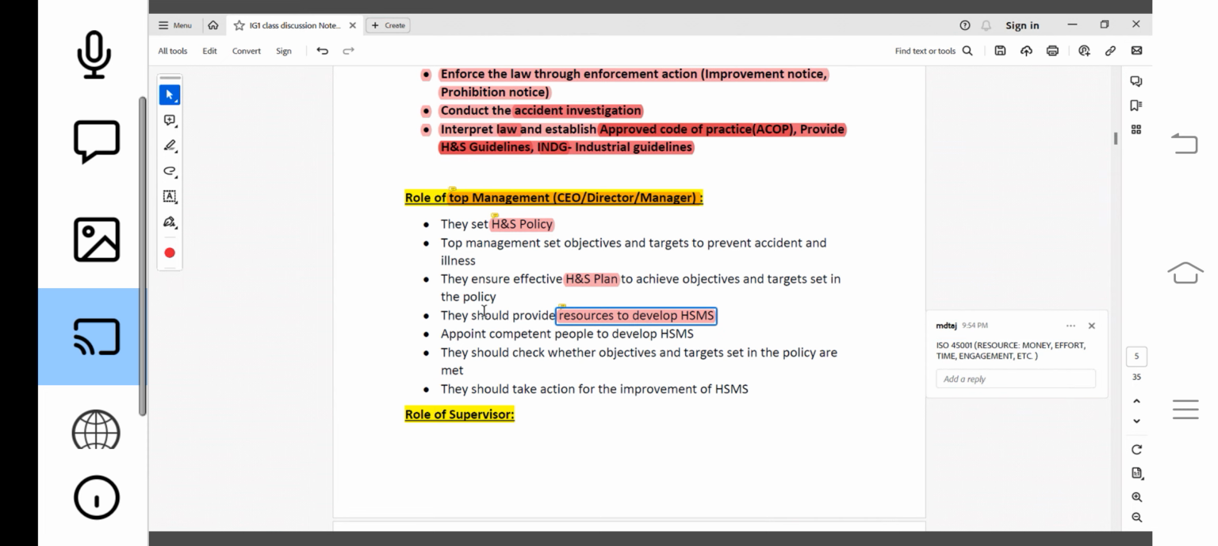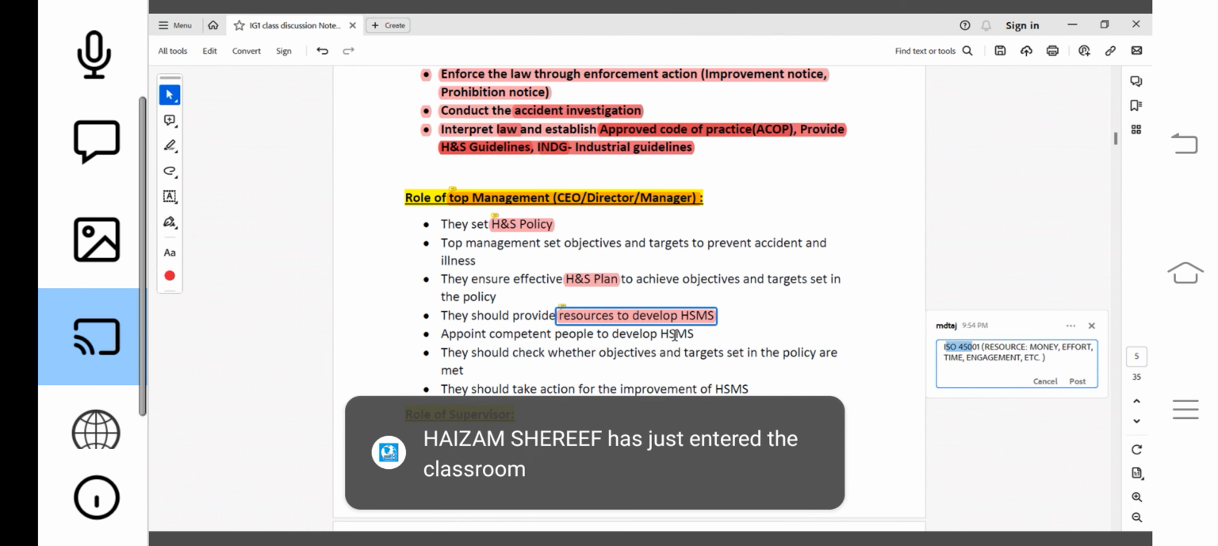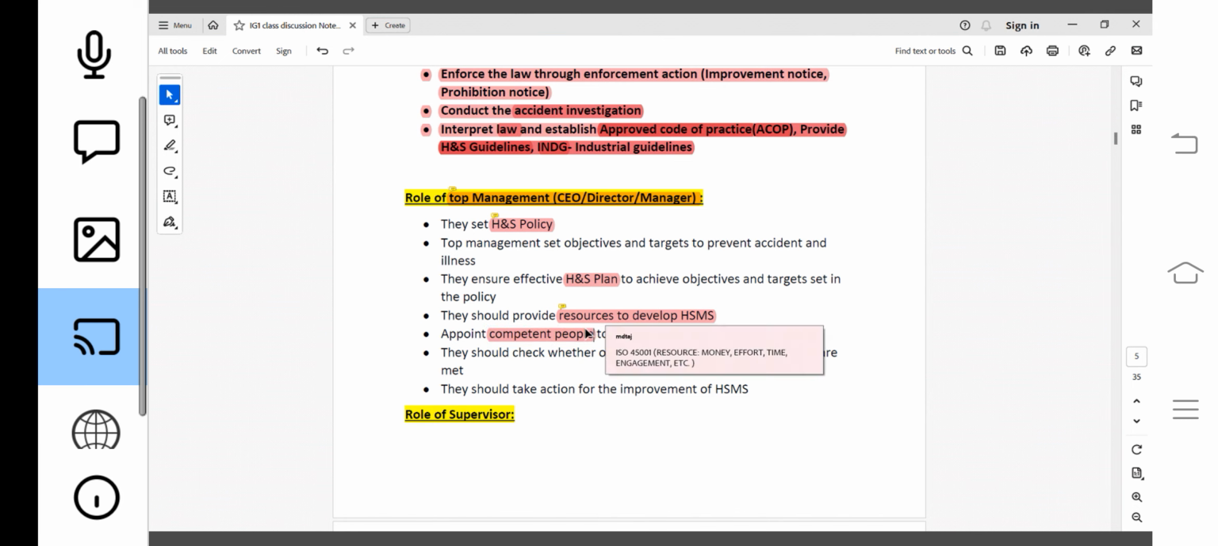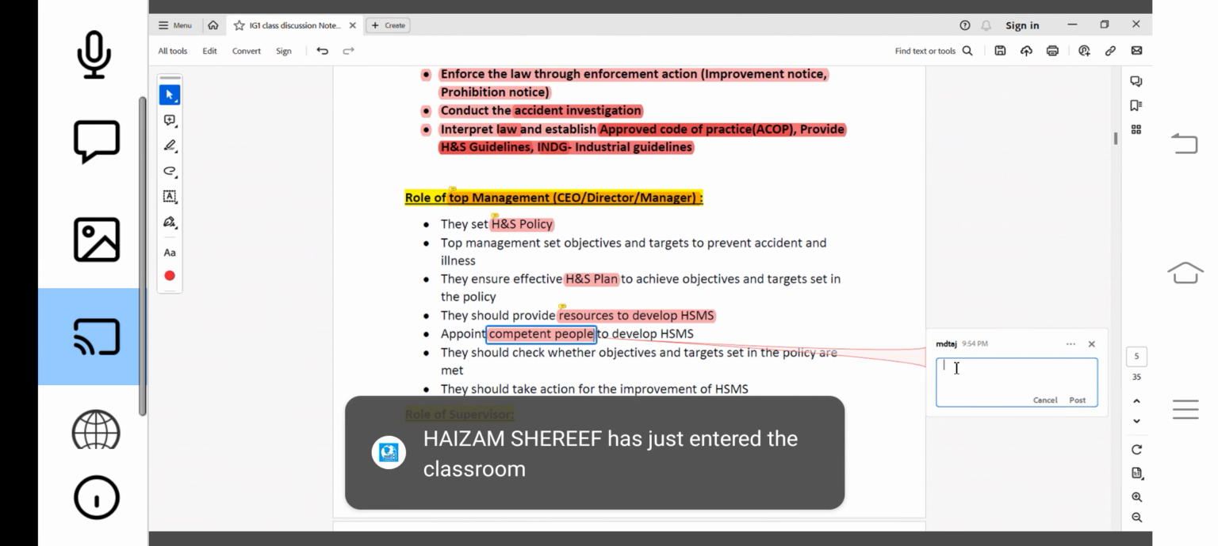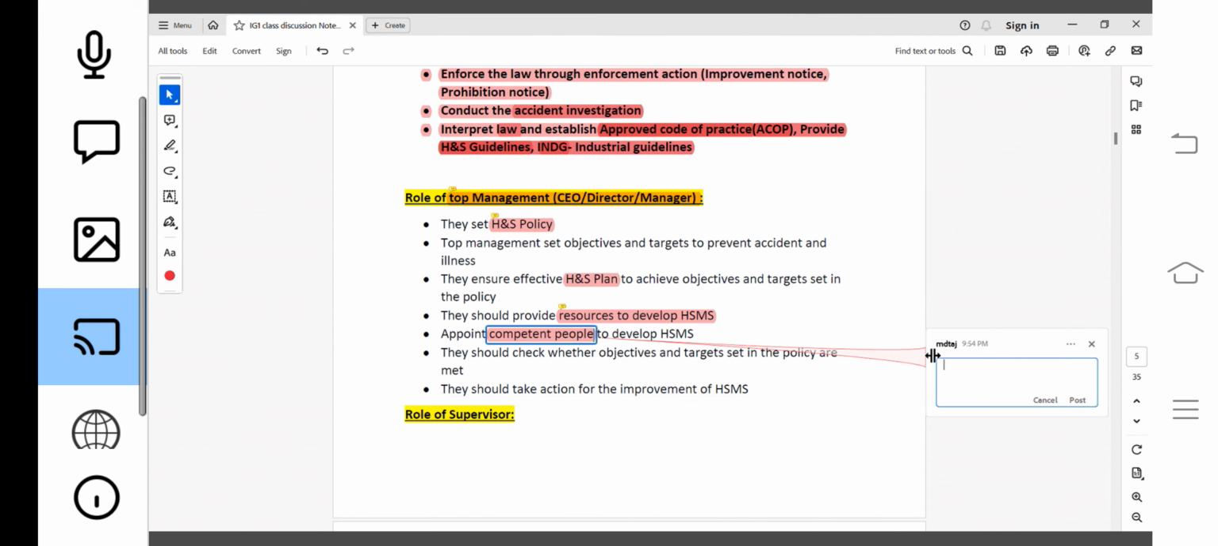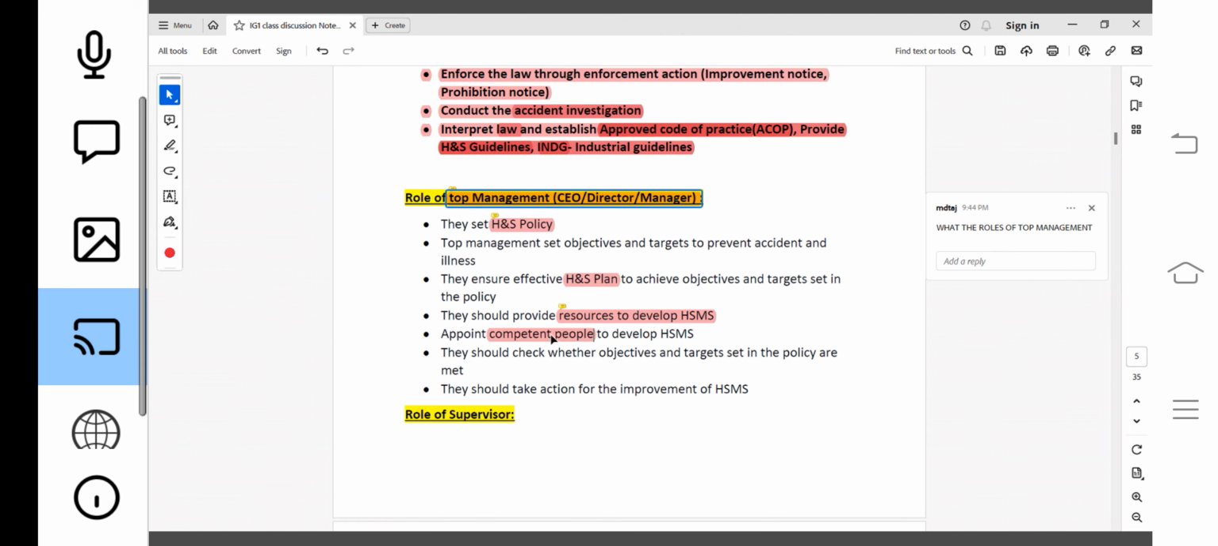So the top management should provide resources to develop, meaning to implement the health and safety management system, such as ISO 45001. Then appoint competent people to develop it. Top management will be appointing competent people like the departmental manager, the qualified person who will be monitoring, checking, and ensuring that all the procedures or systems are being followed, monitored, reviewed, and updated. So appointing competent people with the responsibility of health and safety is also a role of top management.